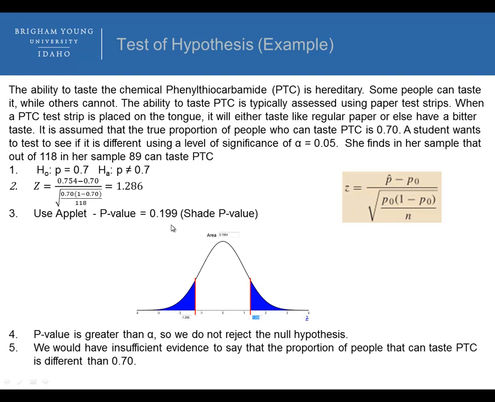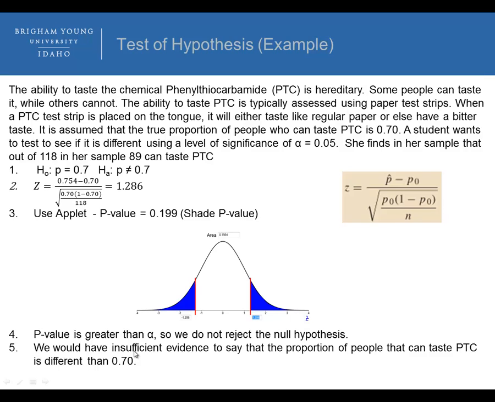If we go to the applet and we shade on both sides, because we're looking to see if it's different, we get a p-value of 0.199. Okay, in this case our p-value is greater than alpha, so we do not reject the null hypothesis, and we would have insufficient evidence to say that the proportion of people that can taste PTC is different than 0.70. Okay, so we always refer to the null in the second to last step and the alternative hypothesis in the last step.